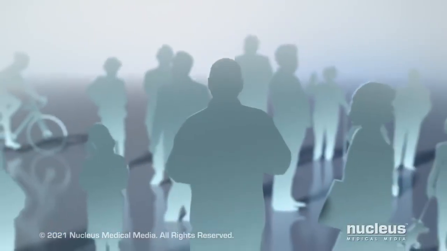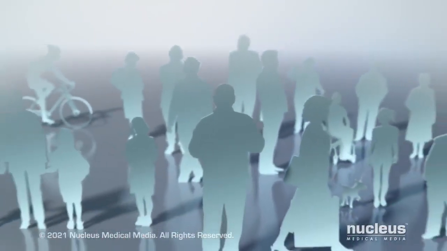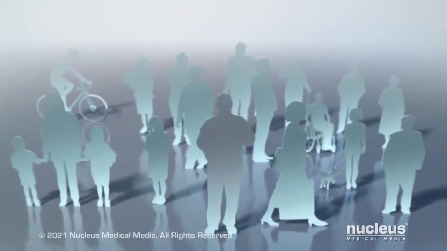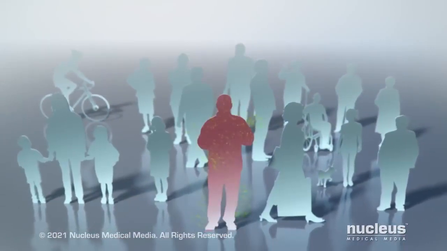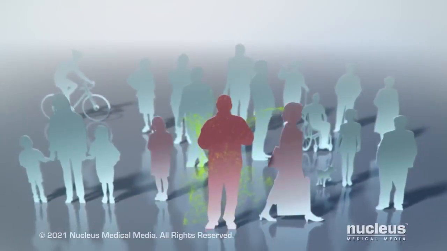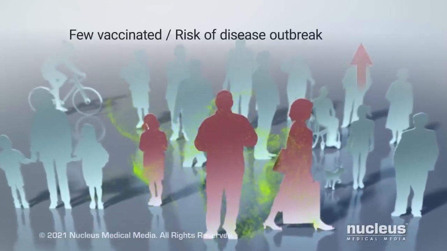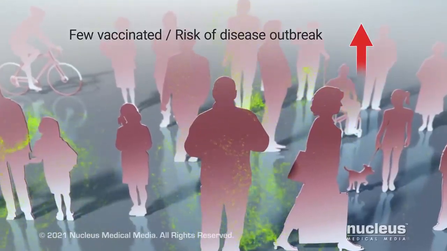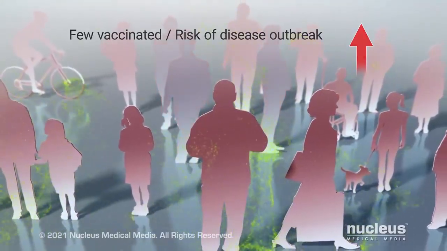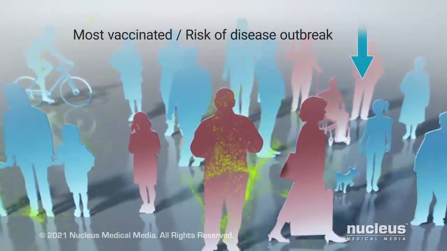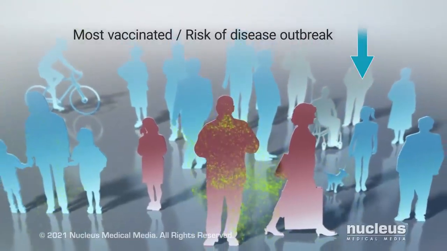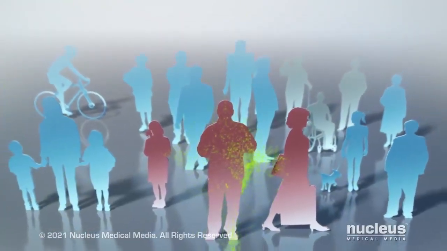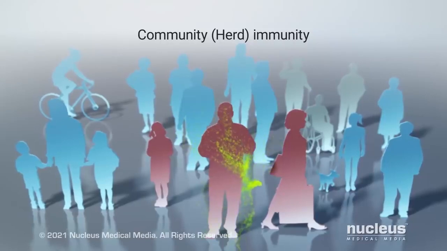It's important to know that vaccines not only protect you, but your community as well. Many diseases that vaccines prevent are spread from person to person. When only a few people in your community are vaccinated, the risk of a disease outbreak is high. But if most people are vaccinated, it's much less likely for a disease to spread. This is called community or herd immunity.